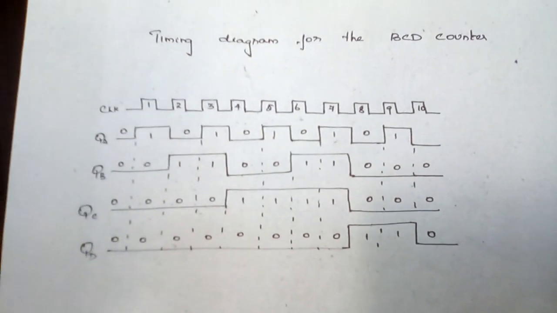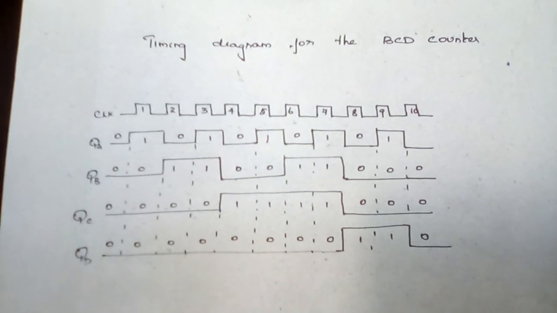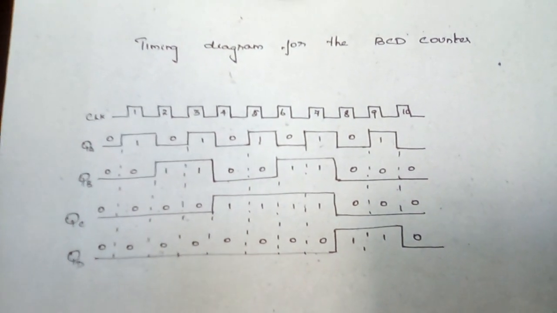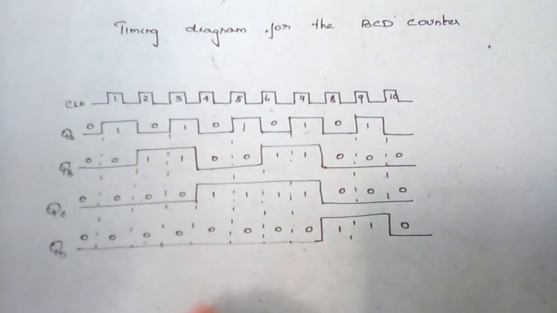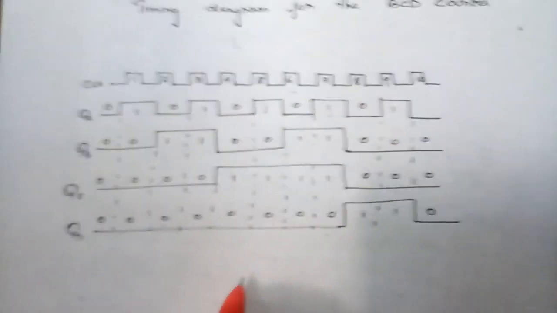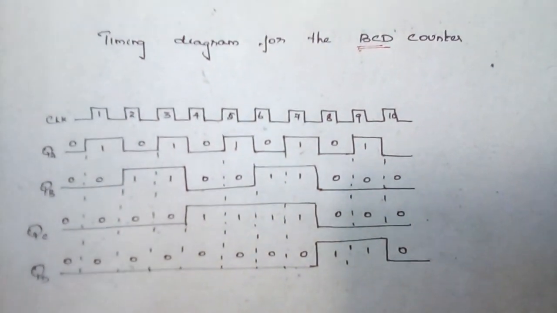So this change of state toggles the next state depending upon the clock pulse, and with this the BCD counter or decade counter counts the states from 0 to 9. Since it is a BCD counter, a binary coded decimal counter, it counts the states from 0 to 9, right?